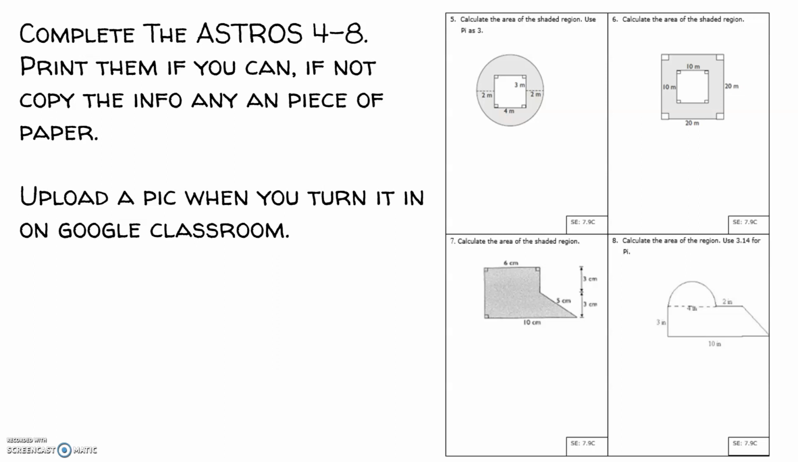So you will use your mathematics chart if you can't remember. Remember, some of these are having you use just 3 for pi and not 3.14. So keep that in mind. You have to be real specific. Number 5 says to use 3. Number 8 says to use 3.14. So pay real close attention to your directions.